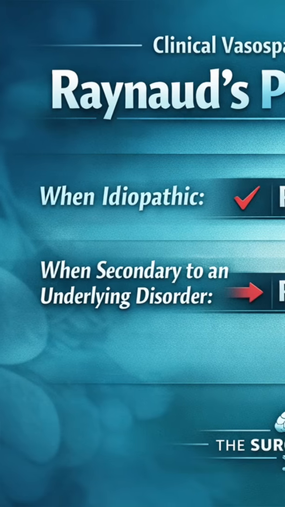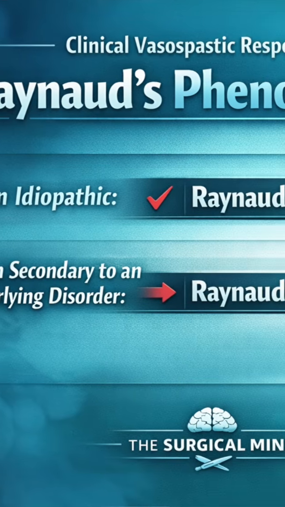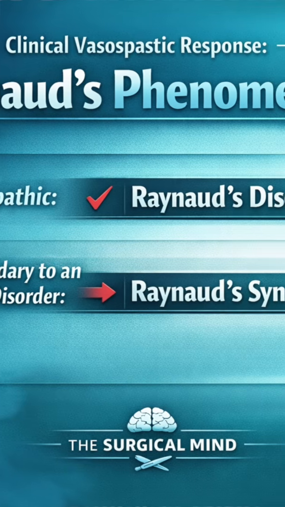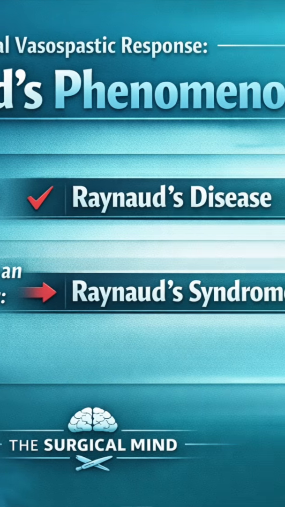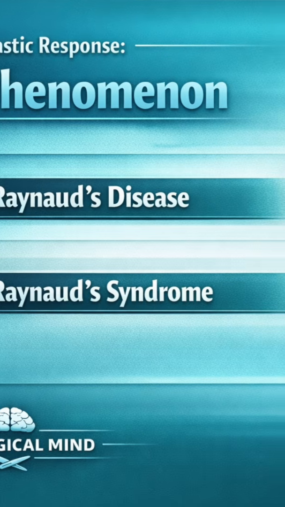So here's the logic made super simple. Raynaud's phenomenon is a clinical vasospastic condition. When it is idiopathic, it is disease. When it is due to an underlying cause, it is syndrome. So basically, phenomenon is the what, disease is when it happens alone, and syndrome when it is due to something else.